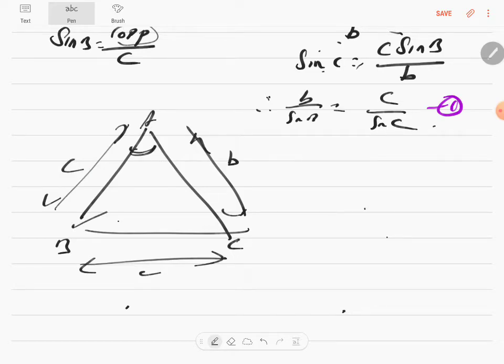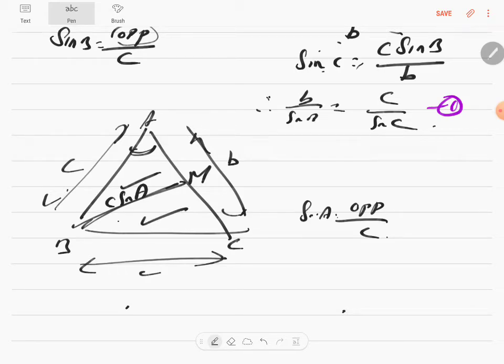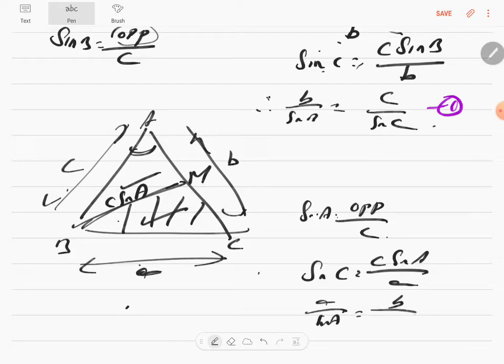So construct a triangle like this, perpendicular BM, so that you can write what is sin A. What is sin A? It is opposite by hypotenuse, which is C. Therefore, opposite itself is C sin A. Now take this triangle and write what is sin C, which is opposite by hypotenuse, which is C sin A by A. So A by sin A is equal to B by sin B.